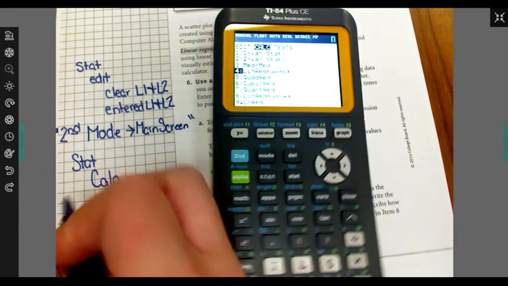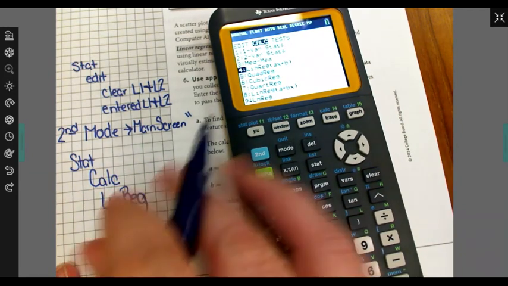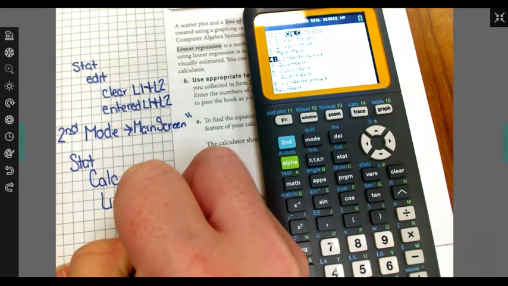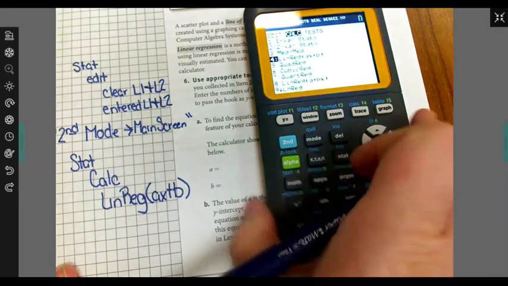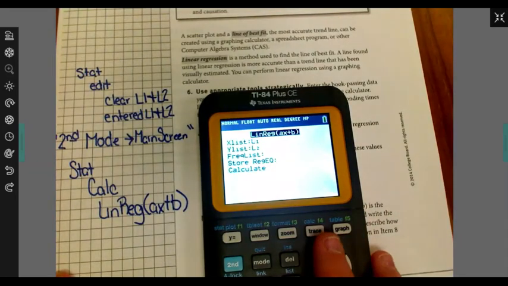So I'm going to go down to LinReg. And we're going to do the ax plus b model. It's going to ask us what our X list and our Y list is. It usually goes back to L1, L2 as a default. So if you always store your data in the L1 and L2 column, that's what its default is.